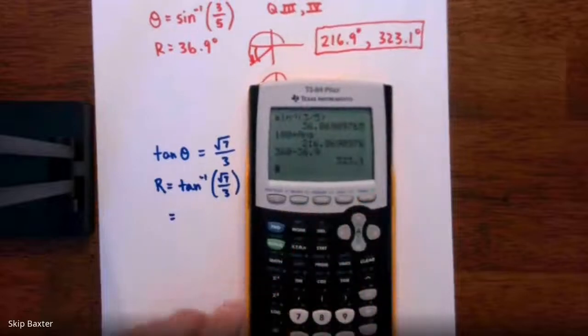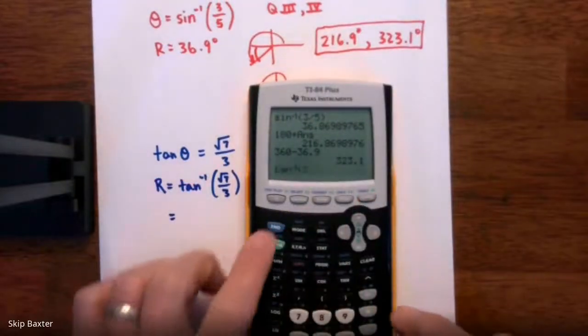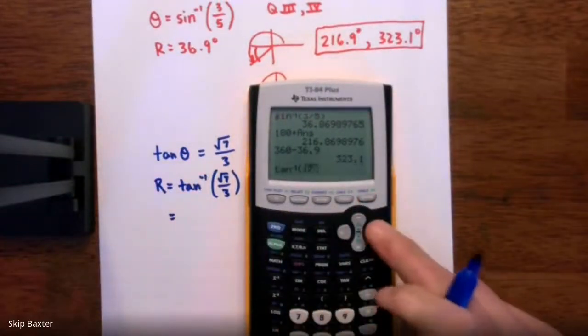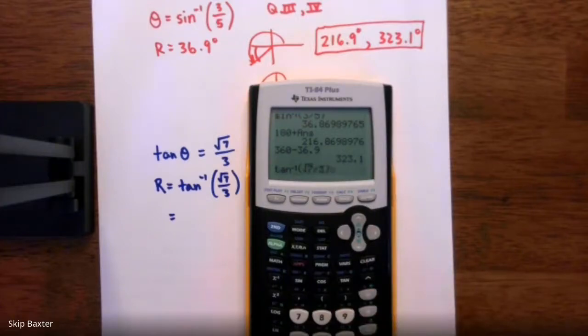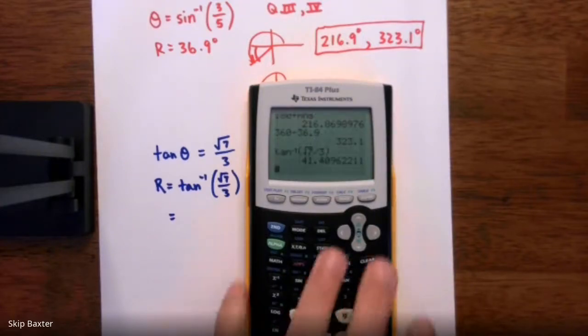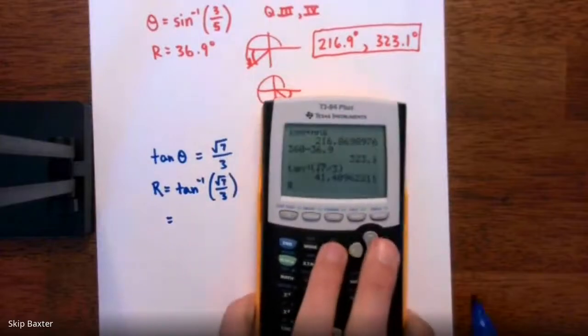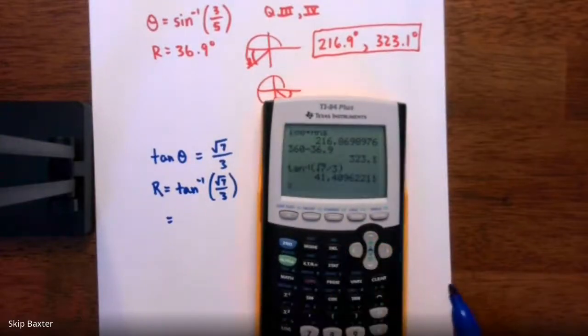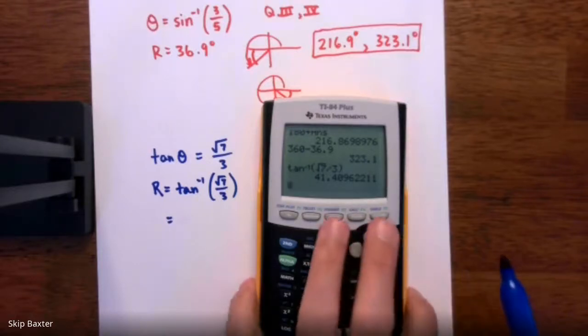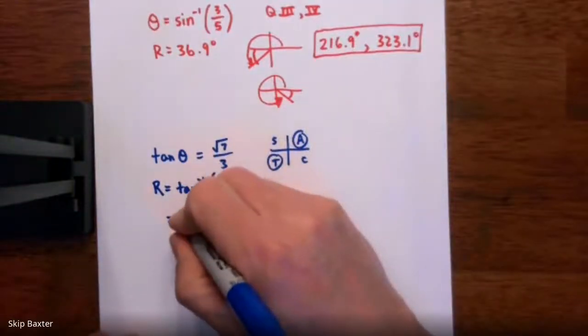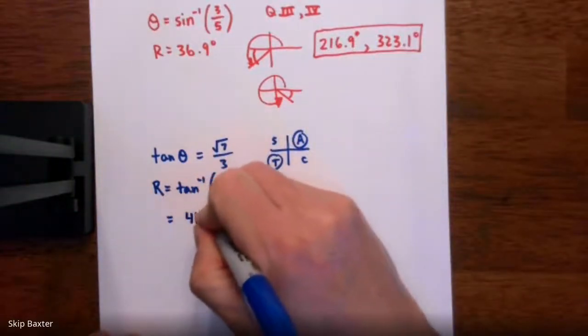Okay, so the angle whose tangent is radical 7 divided by 3. And in this case, I get 41.4. And again, make sure you pay attention to the directions. They might say the nearest degree. They might say the nearest tenth of a degree or hundredth of a degree. So pay attention. I'm just going to assume it's tenth, 41.4 degrees.